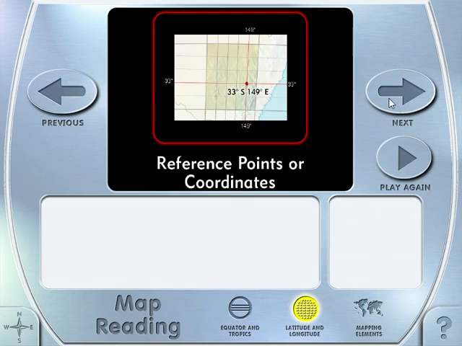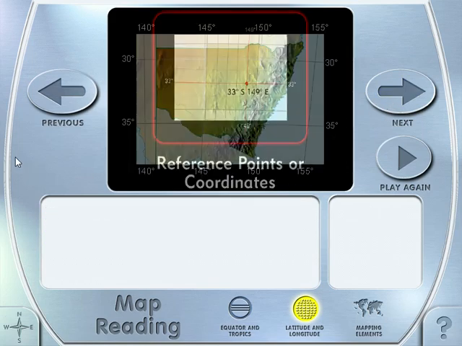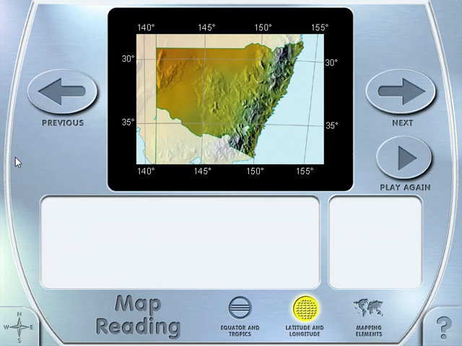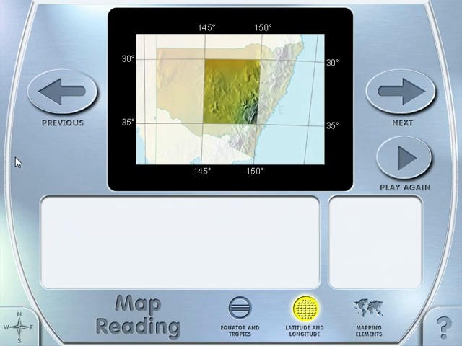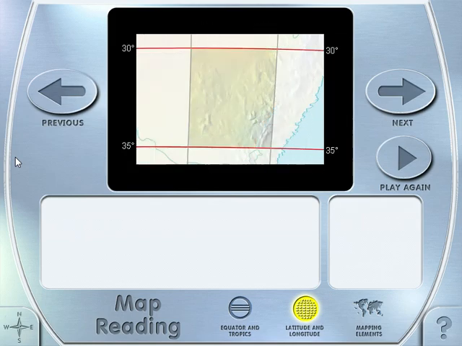Next, reference points or coordinates. On the map of New South Wales, locate the following coordinates: a latitude of 33 degrees south and longitude of 149 degrees east. Take a closer look at the square and the degrees around it. Equally spaced between 30 degrees and 35 degrees are the latitudinal lines of 31 degrees, 32 degrees, 33 degrees, and 34 degrees south.